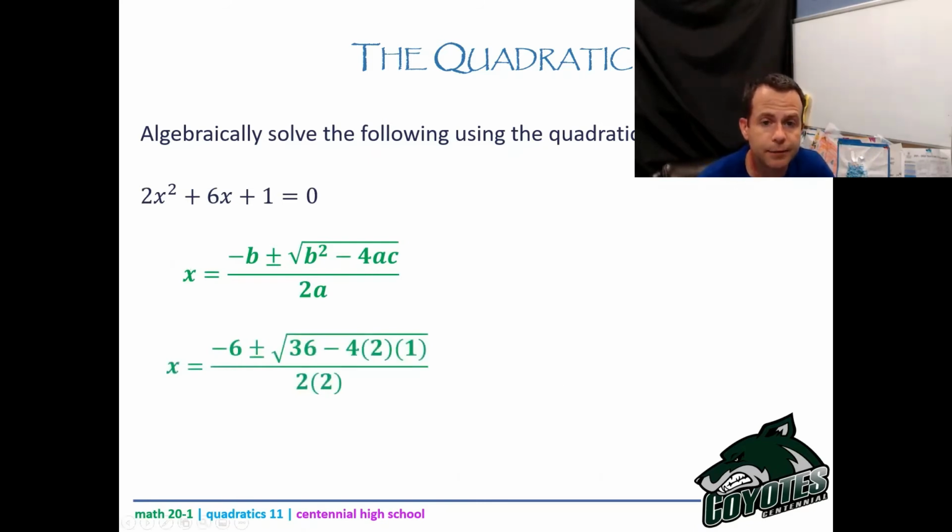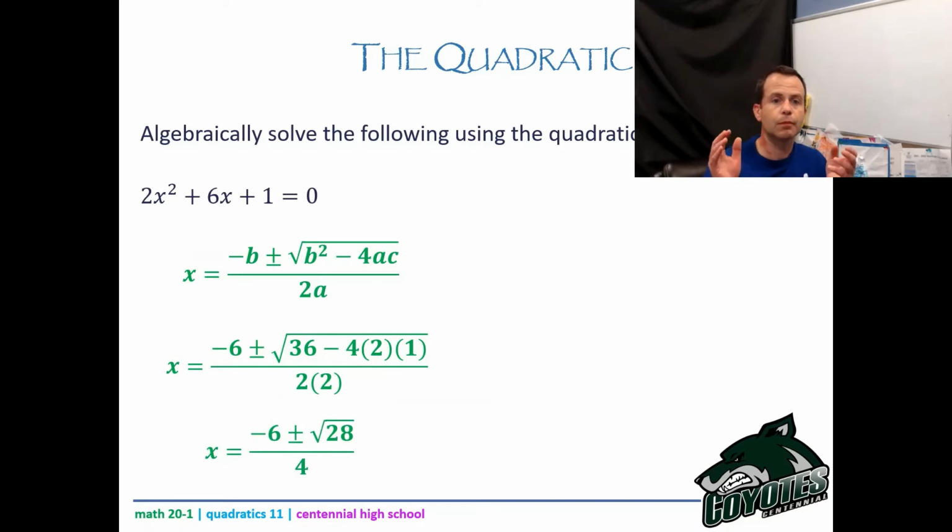I've got negative 2 plus or minus 36, that's b squared, minus 4 times 2 times 1, all over 2 times 2. Sorry, 2 times 2, not 2 over 2 there. Okay, again, I'm working underneath the square root first. I want that to be one number. So 36 minus 8, essentially. That's going to give me negative 6 plus or minus the root of 28 all over 4.